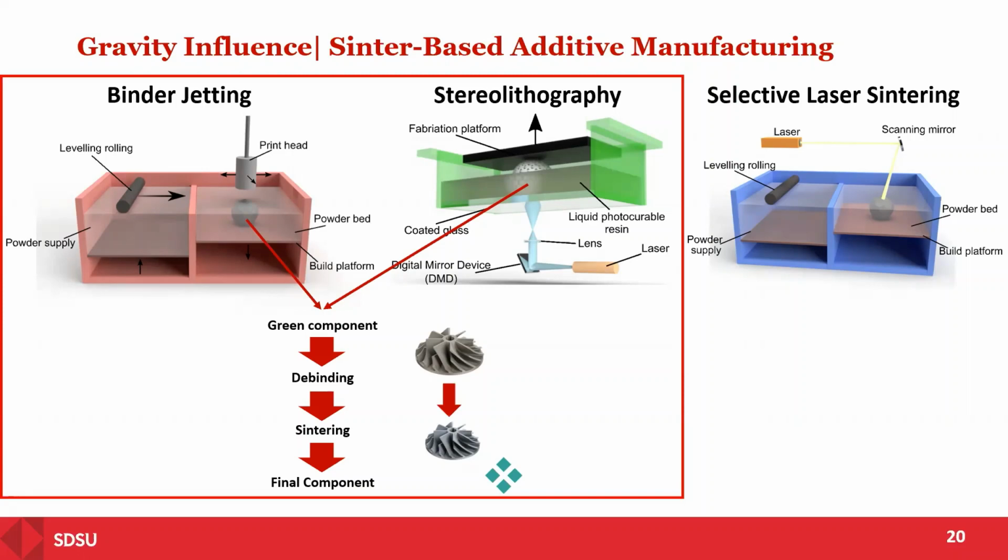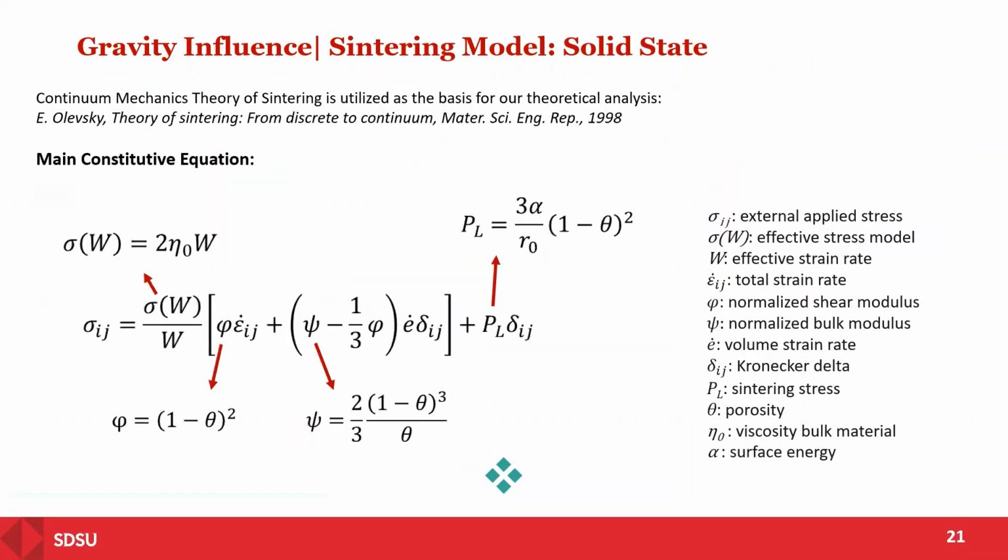So how can we model this process and also embed gravity? We again use the continuum mechanics theory of sintering, where the main equation that describes the behavior of our material during sintering is present in this slide. Here sigma_ij represents the external stresses applied to our part, gravity in this case, but it can be friction, if you have friction with the support, or thermal pressure if you apply it, which can also be embedded here. Here is the effective stress of our model for solid state free sintering, where mu zero is what we define as the viscosity of the material.